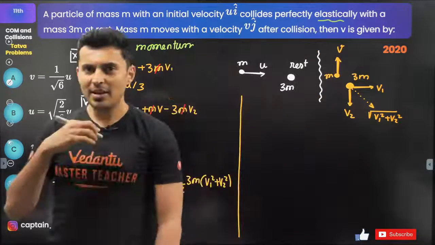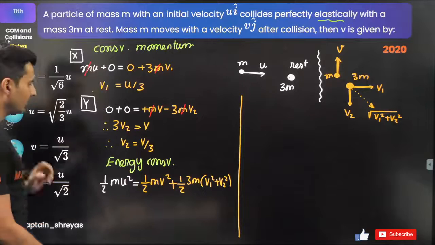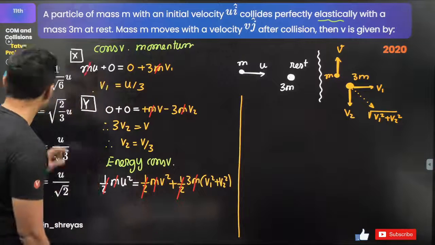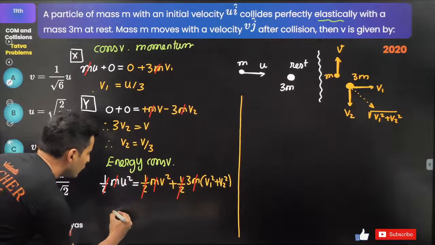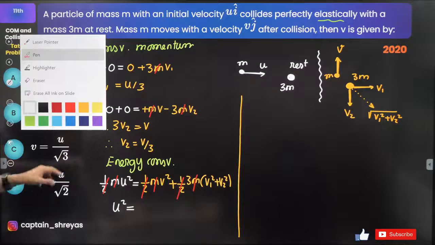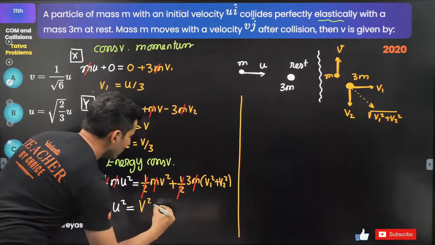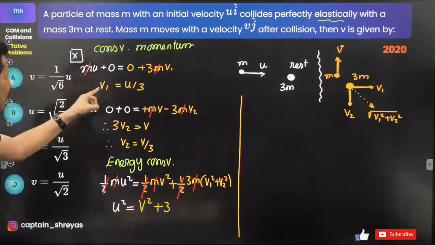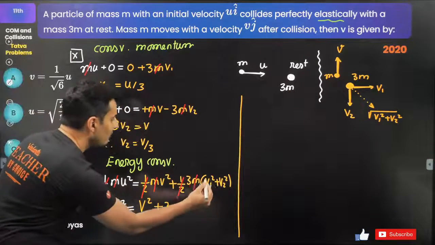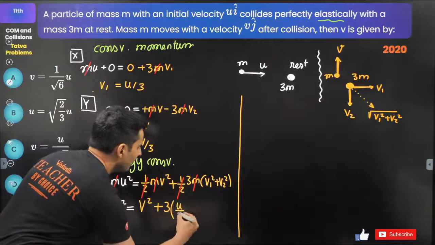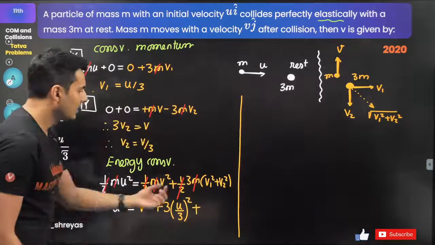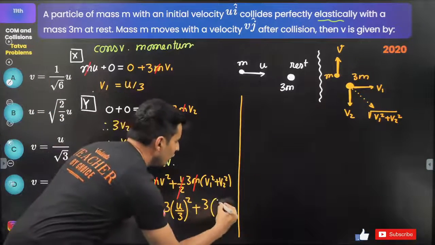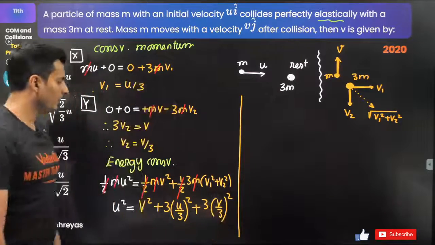Okay, a few things here and there will get cancelled, like half, m. I am just left with u square is equal to v square over here plus 3 times v1 square. Where is v1? Oh, it is here, u by 3. v1 is u by 3. So u by 3 square plus 3 times v2. v2 is v by 3. So v by 3 square.